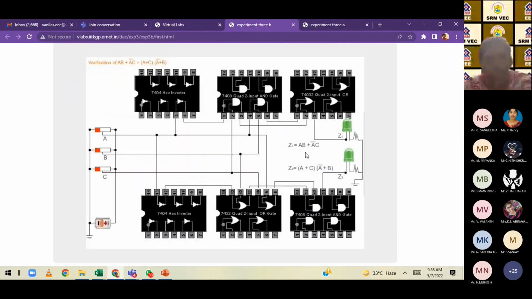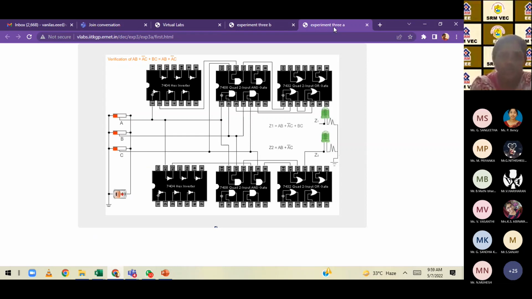Next, this is the Z1 side, and at the Z2 side, A plus C: A is taken as input to the OR gate and then C to the OR gate. So the A plus C output is this one. The next one is A bar plus B. So A is taken to the inverter IC. From there, the output is taken to this next one, A bar and then B. Then this output is pin 11. Now this A plus C and A bar plus B are taken to the AND gate, and the output of the AND gate is taken here. So what you have to do is switch on the battery and change the values of A and B, ones and zeros, and then automatically you can see the two tables which we have seen in the PPT.